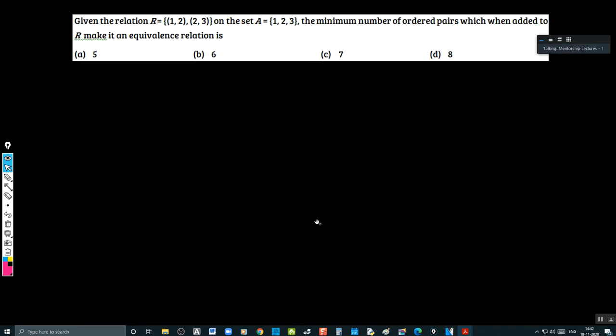Now with this question, you will have all the doubts clear. Just see this. Read that, Rishikesh. Read the question, please. Yes, sir. Given the relation R equal to {(1, 2), (2, 3)} on the set A equal to {1, 2, 3}, then the minimum number of ordered pairs which when added to R make it an equivalence relation.